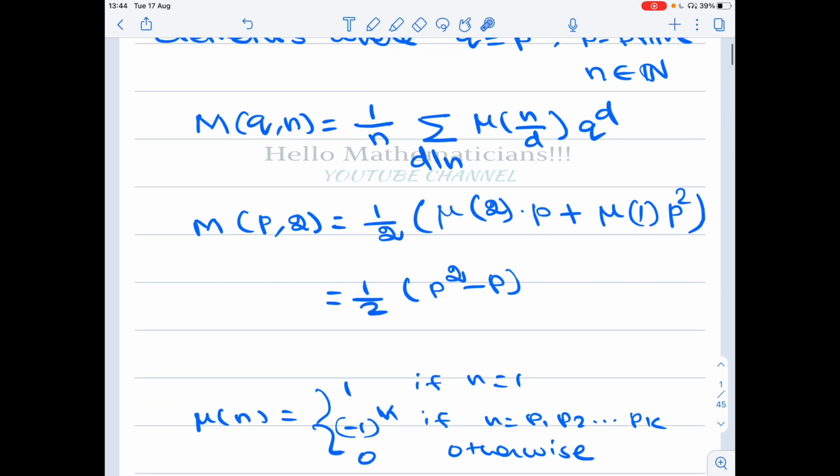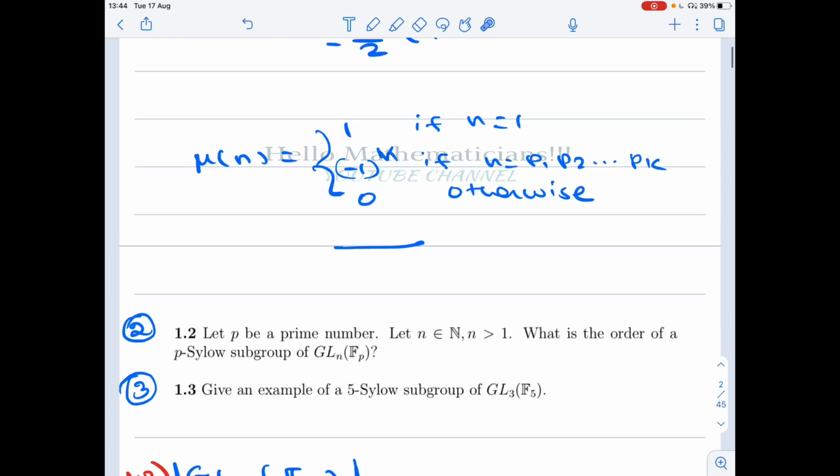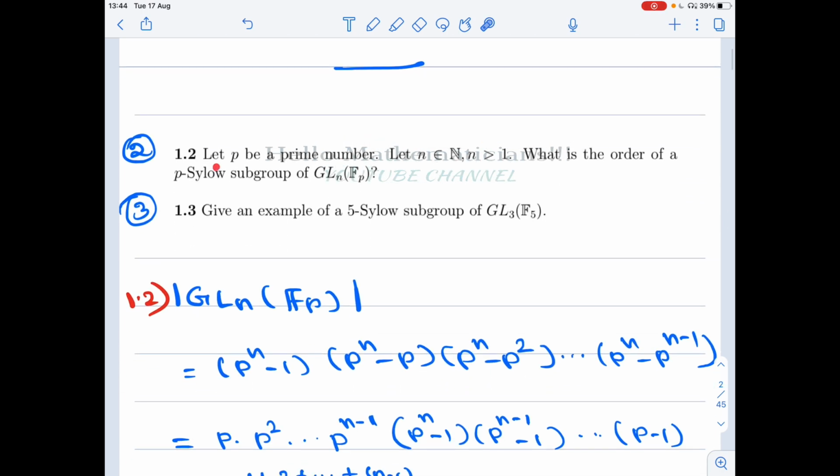So you have to just substitute these numbers. For example, in this problem we want to calculate M(p, 2), the degree 2 monic irreducible polynomials over the field F_p. If you substitute, you get the value 1 by 2 times (p square minus p). Okay, let's continue.